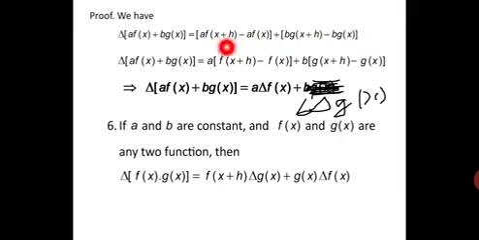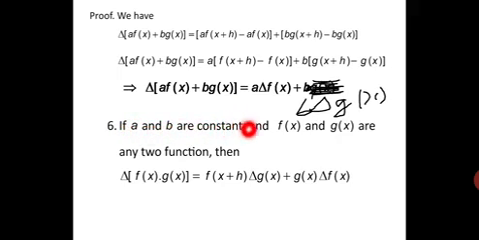Now I will take a common outside. What will be left out? f of x plus h minus f of x, plus b times g of x plus h minus g of x. Now you can see it here: f of x plus h minus f of x is nothing but delta of f of x. Similarly, g of x plus h minus g of x is delta of g of x. So a is the multiple here, b is the multiple here. We can see we have got our result, right? That means delta can be applied to the function by keeping the constant aside. Right. Now next one.